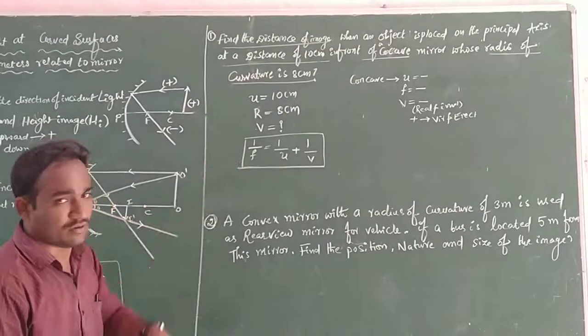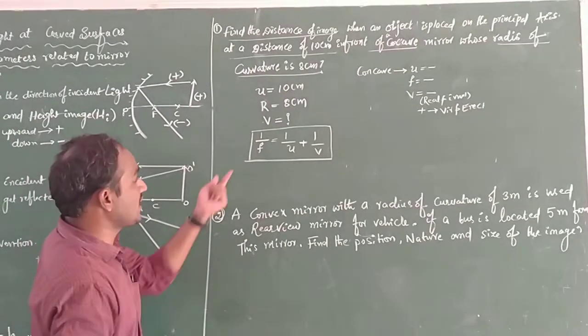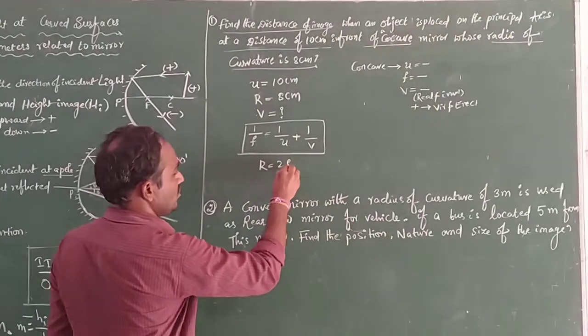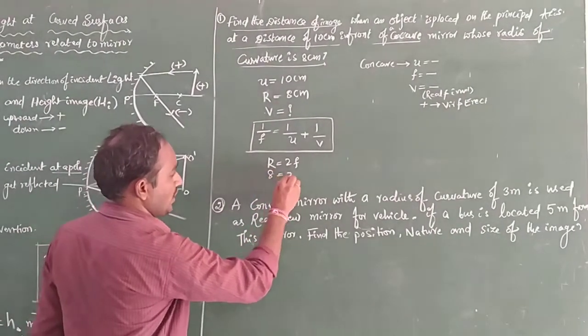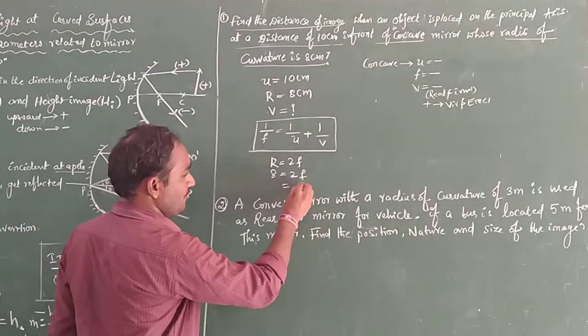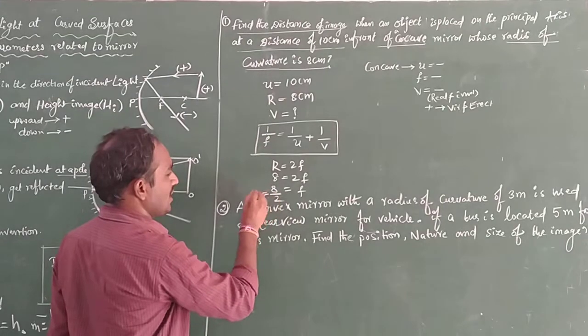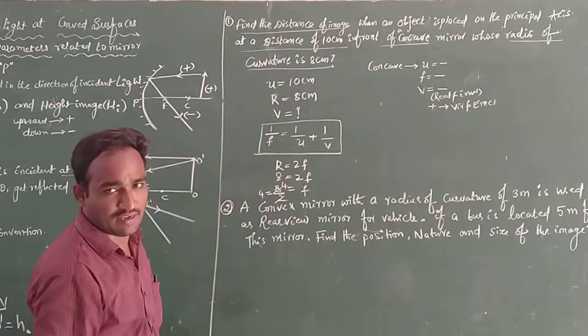Now we apply it here. What is F in the question? We know the relation R is equal to 2F. In the question, 8 is given, so 8 is equal to 2F. Then F is equal to 8 by 2, which is 4.